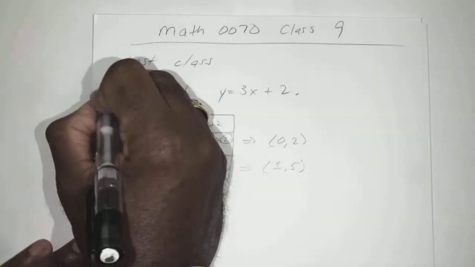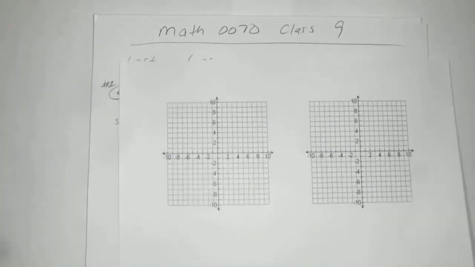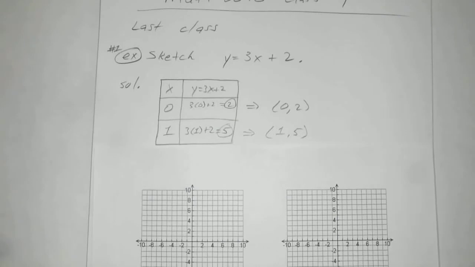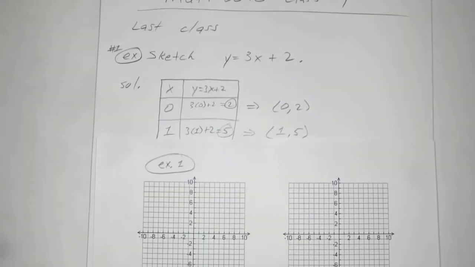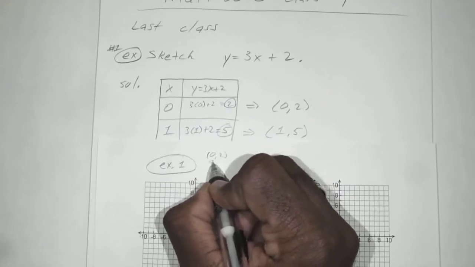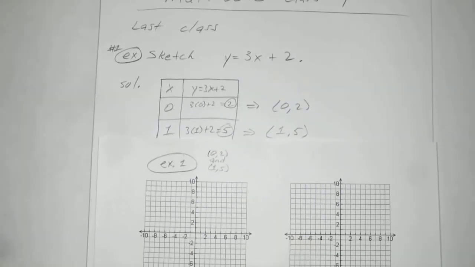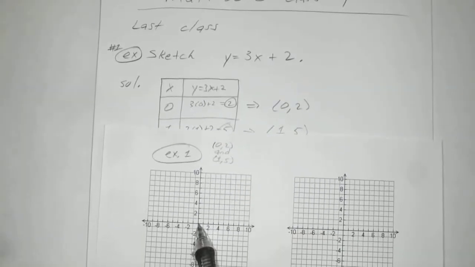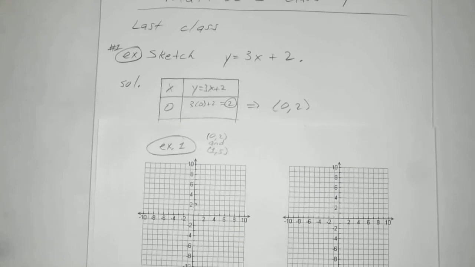Okay, so we'll call this example number 1. And we'll use this sheet here to graph it. Okay, so we just have to find the points 0, 2 and 1, 5. Okay, so starting at 0, we go 1, 2 up. That's the point 0, 2.